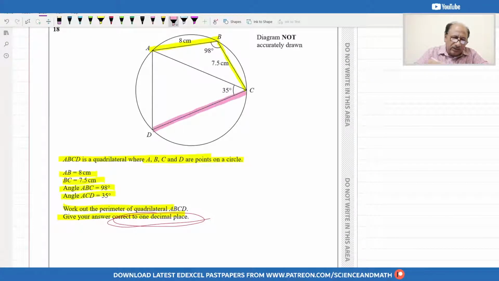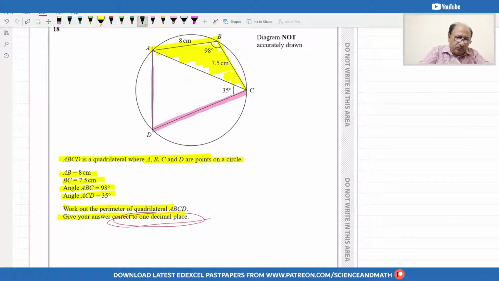We require this side as well as AD, which is this one. So we need to target this. First of all, we will find AC. We will be considering this triangle, and we can use the cosine rule to find AC.